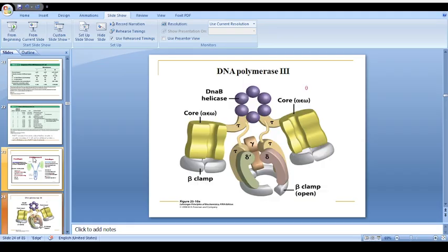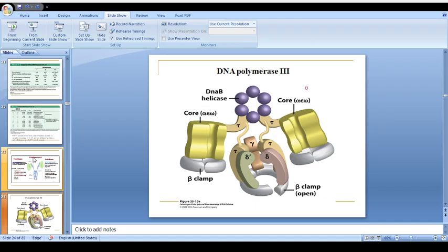Here we can see the structure of the heterodimer component of DNA polymerase 3. DnaB is the helicase that is responsible for unwinding the two strands of the double helical DNA, because normally the DNA is twined one over the other because of the base pairing between the nucleotides of the complementary strands. It has to be separated for the process of copying.